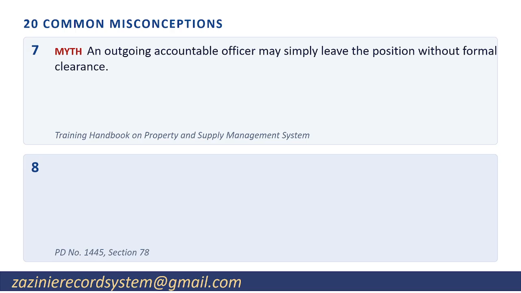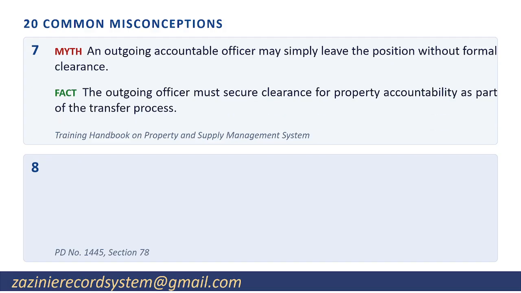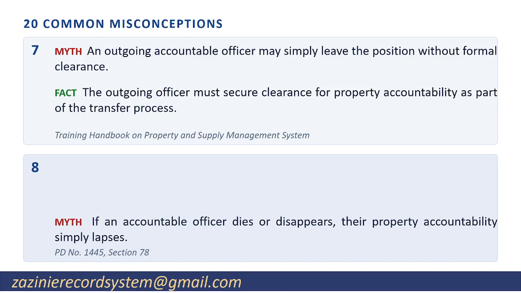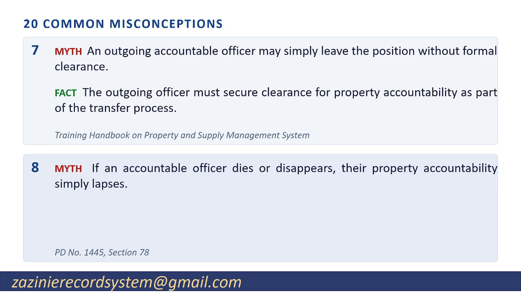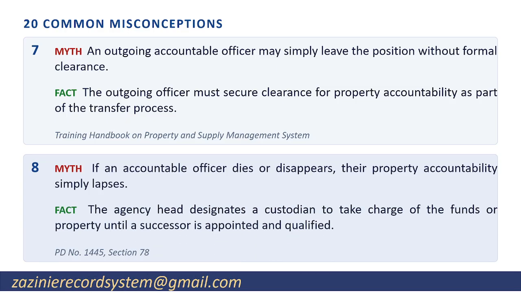20 Common Misconceptions. Number 7. Myth. An outgoing accountable officer may simply leave the position without formal clearance. Fact. The outgoing officer must secure clearance for property accountability as part of the transfer process. Number 8. Myth. If an accountable officer dies or disappears, their property accountability simply lapses. Fact. The agency head designates a custodian to take charge of the funds or property until a successor is appointed and qualified. Next slide.